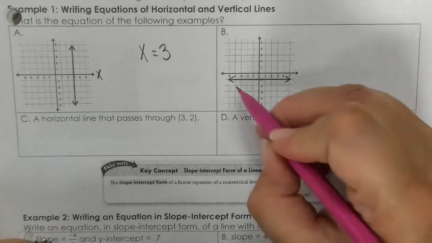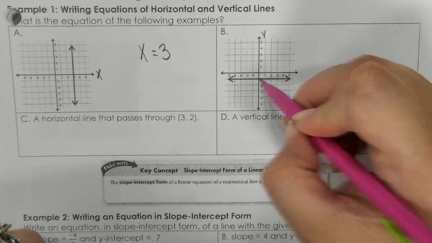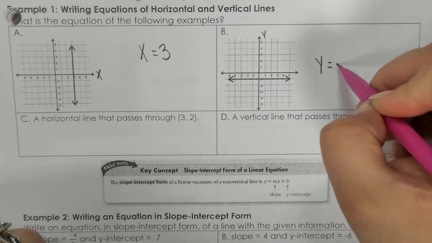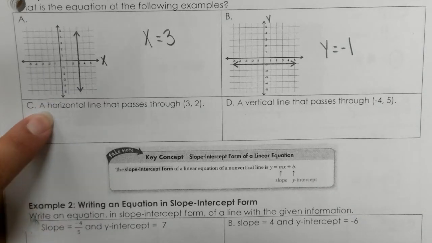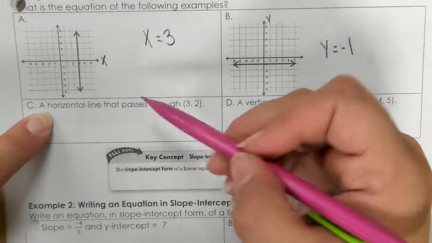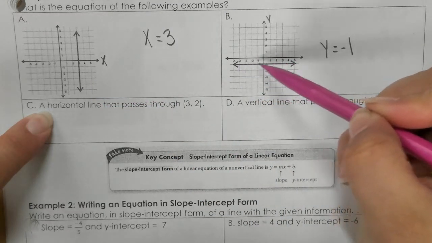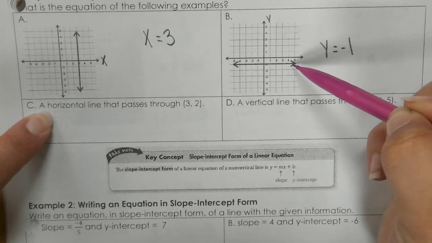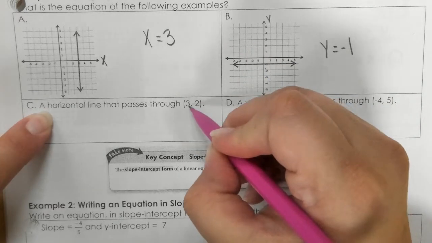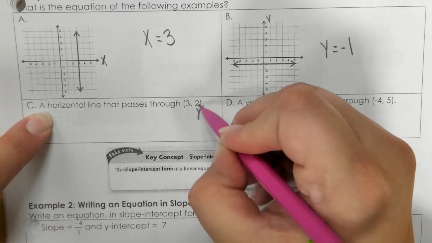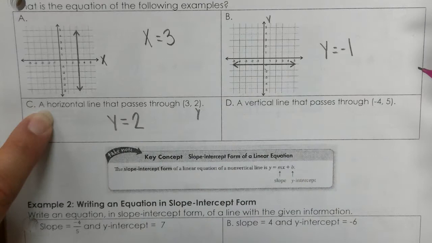For part B, I have a horizontal line crossing the y-axis at -1. So that's just y equals -1. Down here it says a horizontal line that passes through the point 3, 2. So if I look up here at these two examples, I see that part B is a horizontal line, and I know that a horizontal line goes through the y-axis. So if I look at my point, 2 represents y, and so I would just say that my equation is y equals 2.